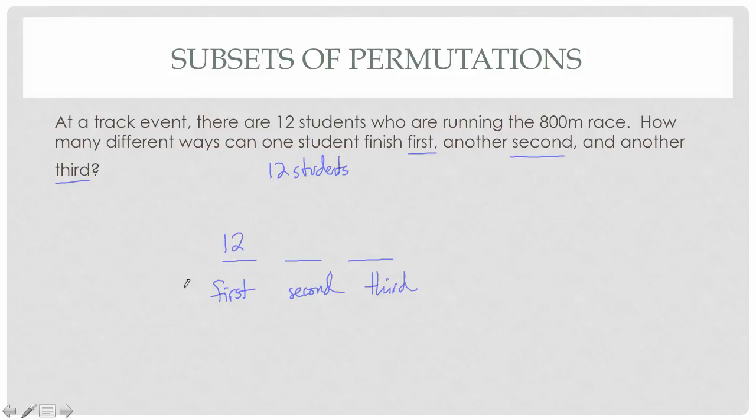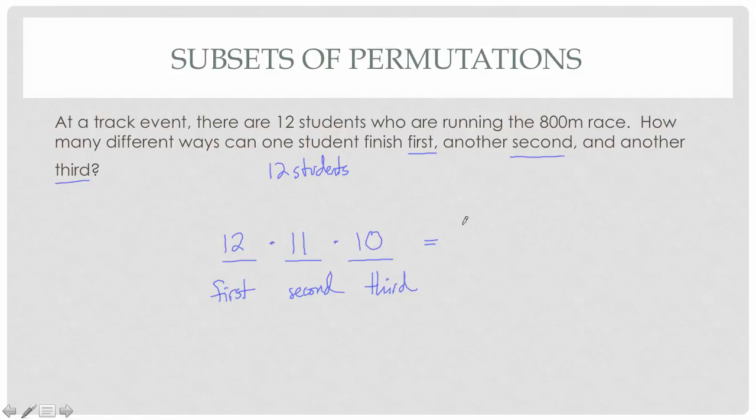Now one person's finished. They collapse in a heap. They're like dying. Whew, 800 meters, a hard race. But there's still 11 students running. So there's 11 students who are all trying to get second place. Some guy also finishes. And then we have 10 students left who are all fighting for third place. And someone from that group finally finishes as well. So how many different ways out of my 12 can we have a first, second, or third? Well, it is 12 times 11 times 10.